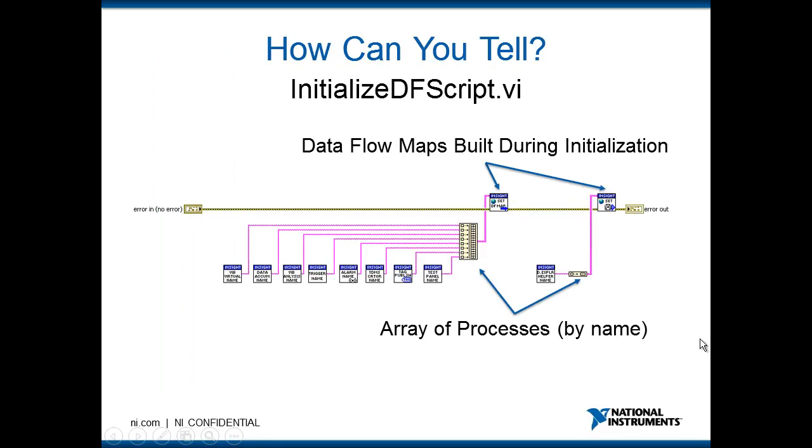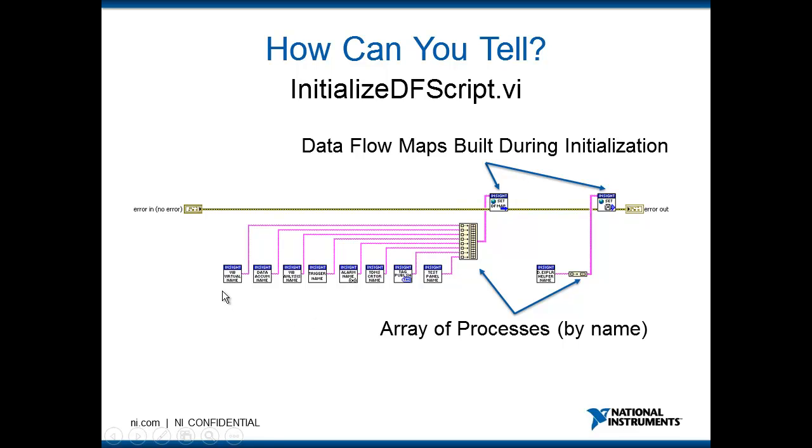dfscript.vi. What you'll find inside of this VI is that it builds up a list of processes. Each of these VIs holds a string constant with the name of a process. And so what's happening here is this initialize VI is building up an array list of all the processes that are to receive data and in which order. And this becomes our data flow map. So we have one map here for our waveform data, and then we have a second map here for our TDMS file.